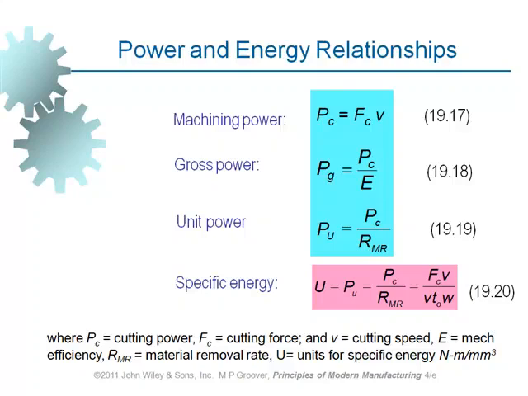So the gross power is the power which is available at the power unit, and PC is the power which is used in order to take the cut. And we can relate these two by making use of E, which is the mechanical efficiency of the machine tool. As I said, it's something about 90-95% for most of the machine tools. And specific energy, which is also equal to unit power, can be computed by dividing the required power for taking the cut by material removal rate, which we are already familiar with.